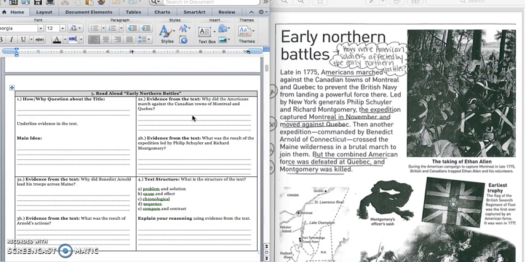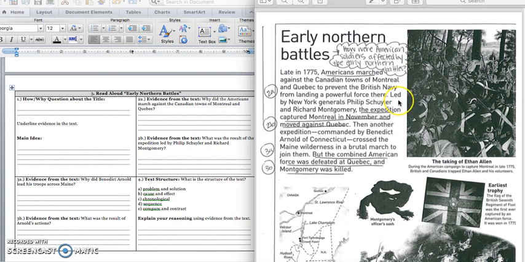It says, what was the result of the expedition led by Philip Schuyler and Richard Montgomery? And so, if we go back in our text, it says, led by the New York generals Philip Schuyler and Richard Montgomery, the expedition captured Montreal in November and moved against Quebec. So we know that the result was that they captured Montreal.